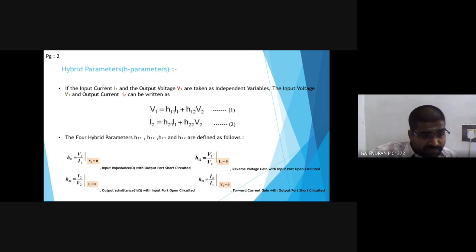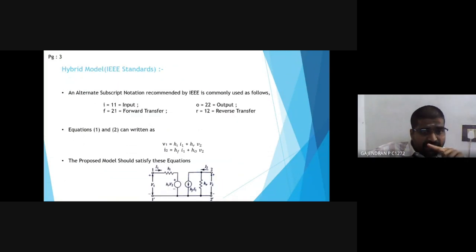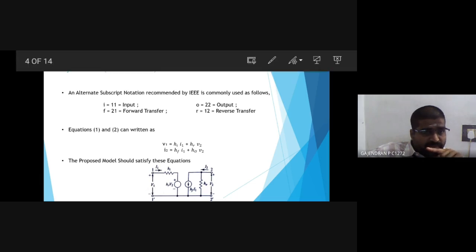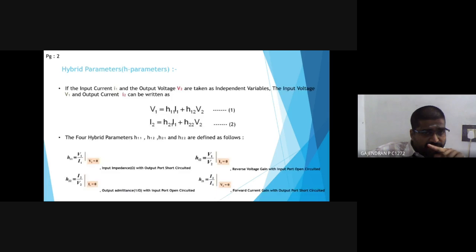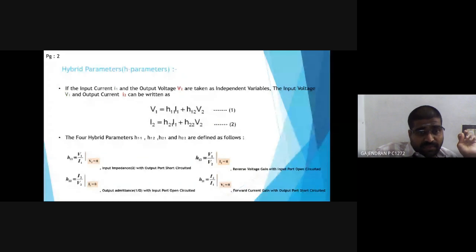And reverse voltage gain and forward current gain don't have any units. They are unitless quantities. And let me move on to the slide. Yeah, hybrid model in IEEE standards. As you guys can see, it's somewhat difficult to see the numbers 11, 12, 21, 22. Sometimes it makes you irritated.